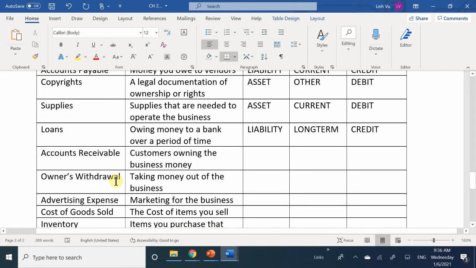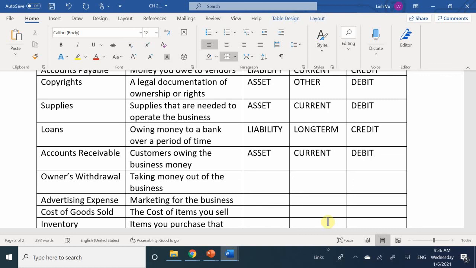Now the next one is going to be accounts receivable. So customers owe you the money. Not owning, my bad, owing. Asset. Yes, it is an asset because it's cash that's supposed to be yours. Current asset. Yes, because you're not going to let your customers owe you over a year, are you? Debit. And it's a debit balance. Good. Okay. Next one is going to be an owner's withdrawal. Again, this takes money away from your business.